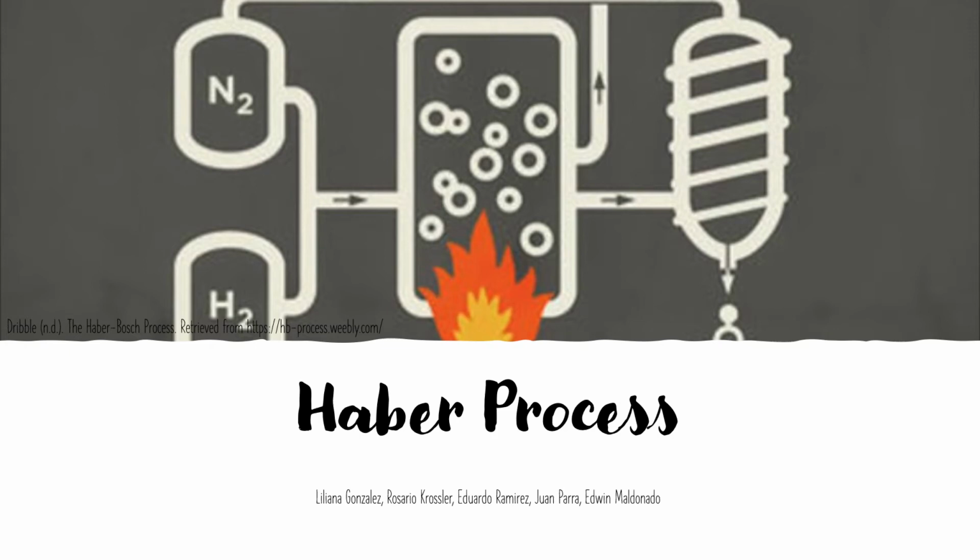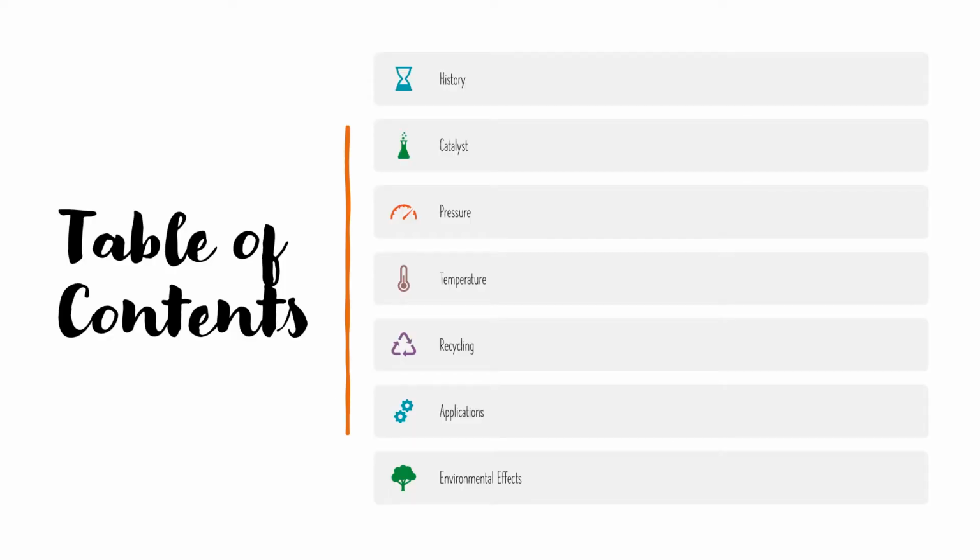Hello. So today we will be talking about the Haber process. In order to understand the Haber-Bosch process, we must go over the following items. This includes its history, the catalyst that is used, the ideal pressure and temperature that may be used, how we're able to recycle certain parts of the Haber process so that we are being efficient, its applications, and the environmental effects that the Haber process may have.